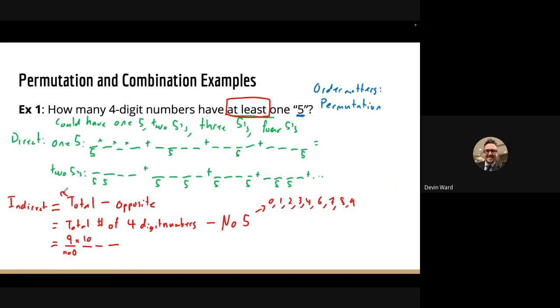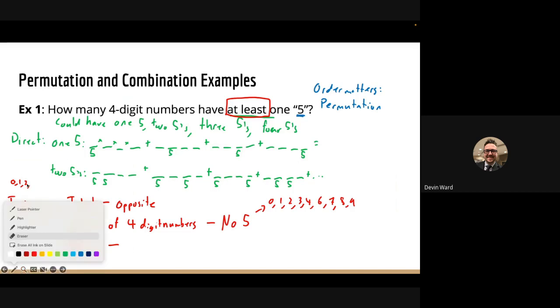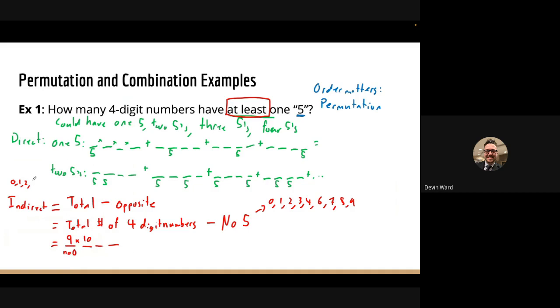Okay, so if we say we can't have 0 here, then for our total, we could have 0, 1, 2... Oh, wait, that's the wrong spot. I didn't want to do that arrow there. 2, 3, 4, 5, 6, 7, 8, 9. Okay, so those are the total number of options that we have, and then we'll subtract when we don't have a 5. So if we can't have 0 here, we still have 9 digits that we can use.